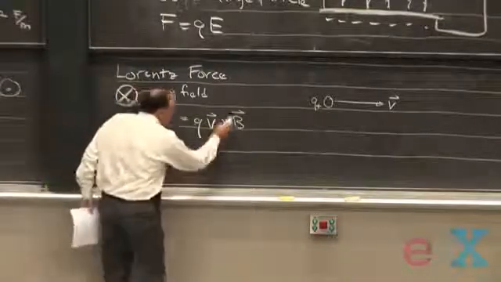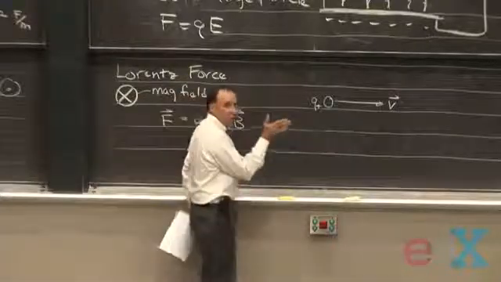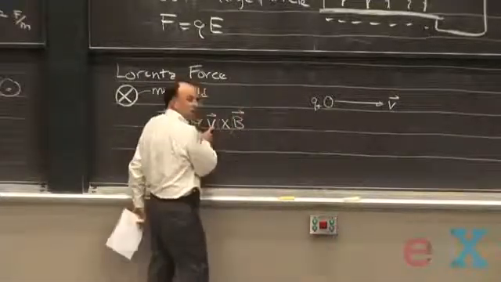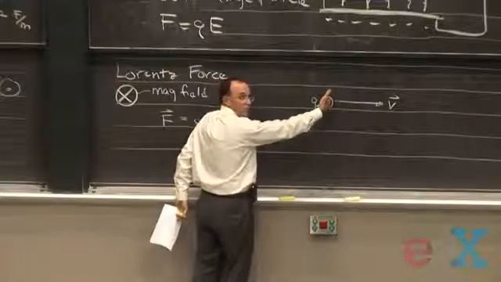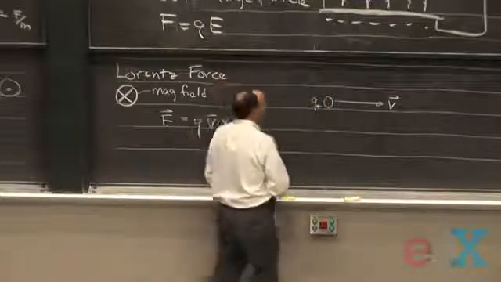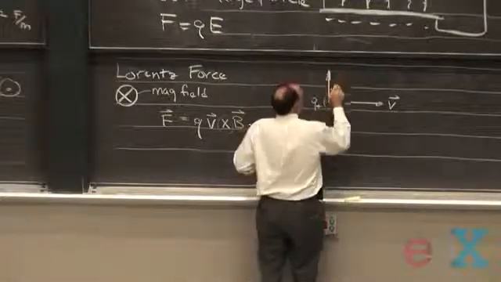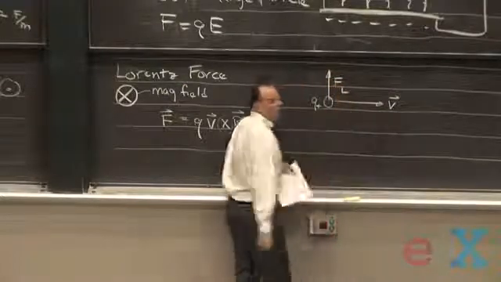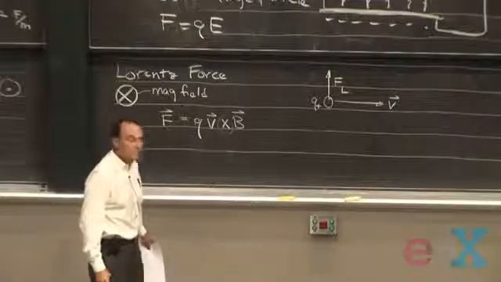Now this thing right here is what we call a cross product. And so you take your right hand, put it where the v is, and turn it to the B. That tells you where the force is. So in this situation, I'll put F_L for Lorentz force is in that direction.